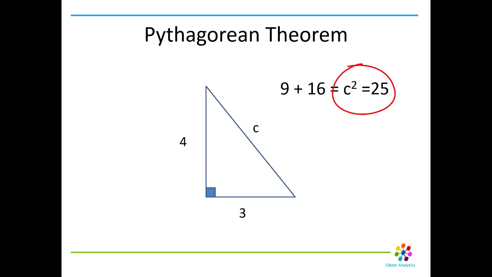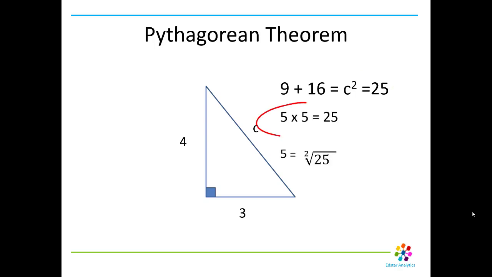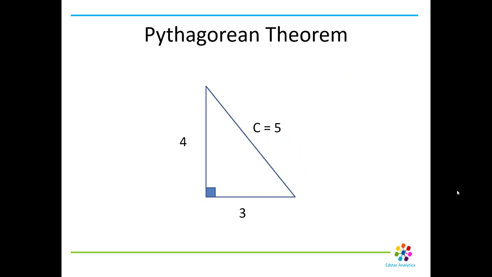C squared means C times C. What number times itself is 25? 5 times 5 is 25. You could also say the square root of 25 is 5. So, C is 5. This formula only applies to right triangles.